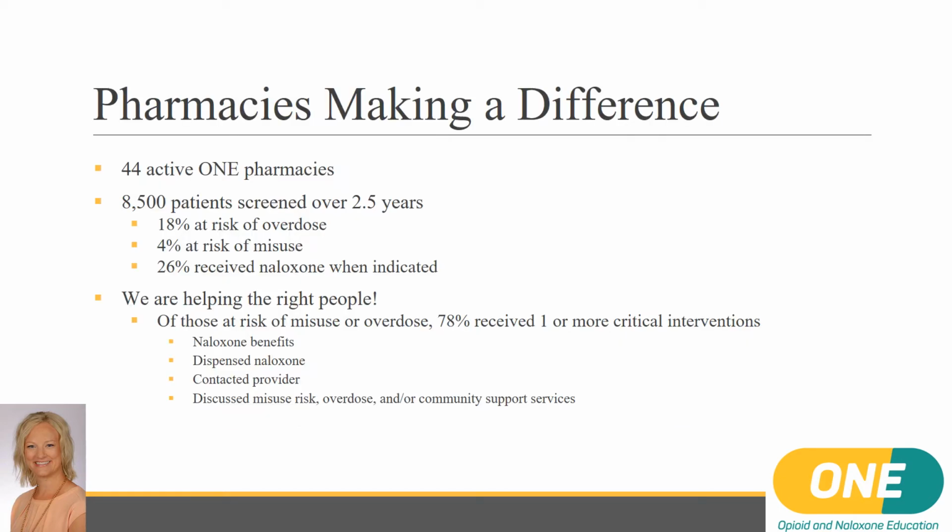Our pharmacies across the state are making a huge impact on the health and welfare of the patients across the state who need an opioid medication. We currently have 44 OneRx pharmacies. Over 8,500 patients have been screened over the course of 2.5 years. Of those, 18% are at risk of overdose, and 4% were identified at risk of opioid misuse. 26% of those, when indicated, receive naloxone. This is a huge statistic.